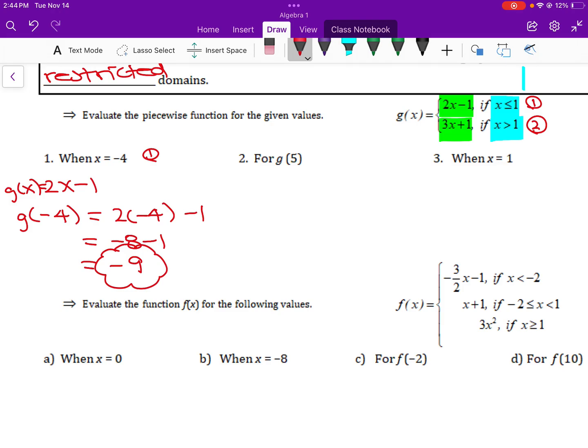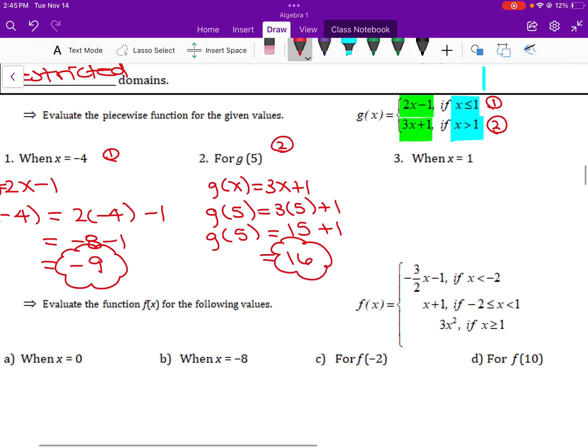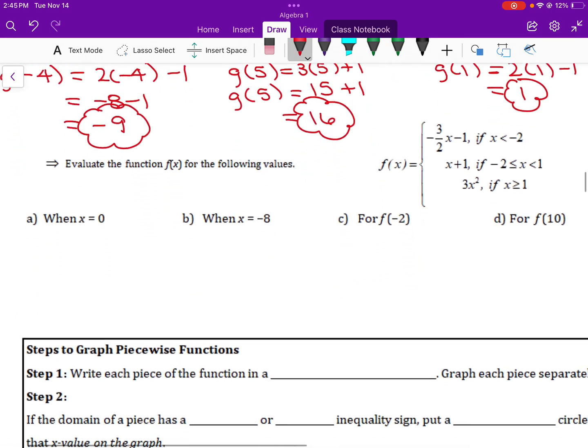For g of 5, that falls into category 2, so I'm going to use the 3x plus 1 rule. Inputting 5, g of 5 equals 3 times 5 plus 1, which is 15 plus 1, which is 16. And when x equals 1 precisely, that's category 1, my rule 2x minus 1. So g of 1 is 2 times 1 minus 1, 2 minus 1 is 1. There we have it. Then these can get a little more complex.